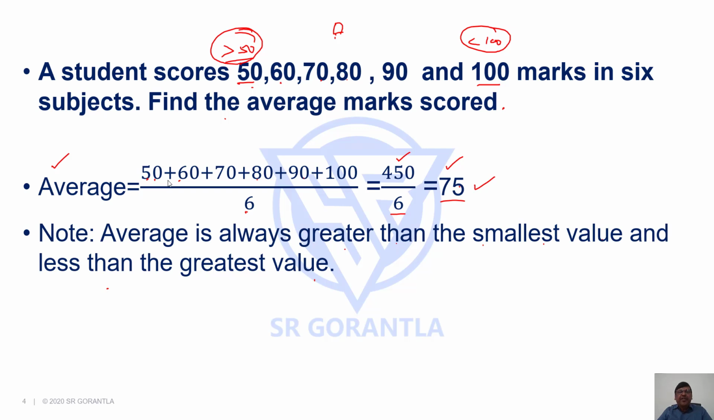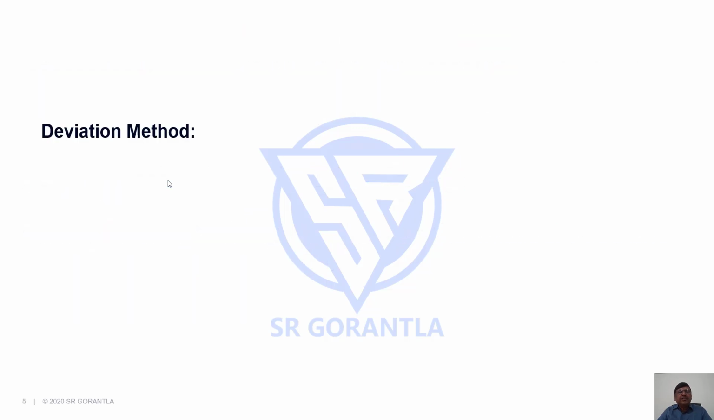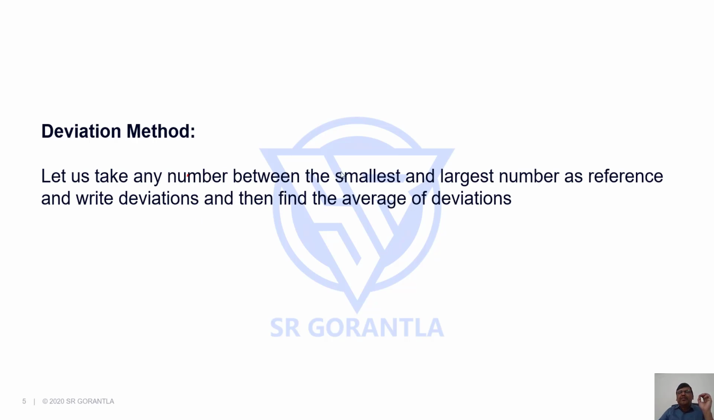This is one approach. Now let's see the alternate approaches to finding average. One such approach is the deviation method. What does deviation method mean? We take one number as reference, any number between the smallest and largest number. We have 50, 60, 70, 80, 90, 100. There are 6 numbers, right? Average is more than 50 and less than 100, so let's take one number somewhere in the middle as reference. It can be one of these numbers or any number between them. Choice is yours. Let's take it as reference and then write the deviations.